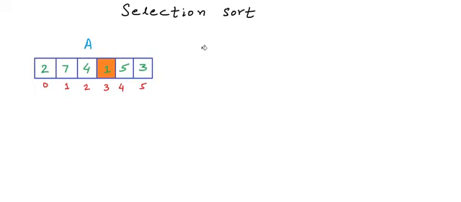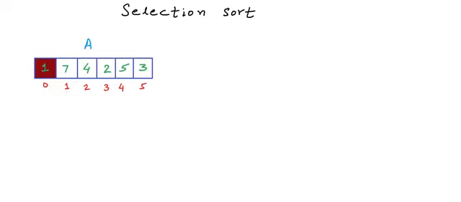Now instead of filling up 1 at the 0th position in another array B, what we can do is we can swap 1 with the element at the 0th index, because that's where 1 belongs. It belongs to the 0th index. So 1 goes to the 0th index and 2 comes to index 3. Now we need to look for the next minimum, and 1 need not be considered. And if you see, it's pretty easy now.